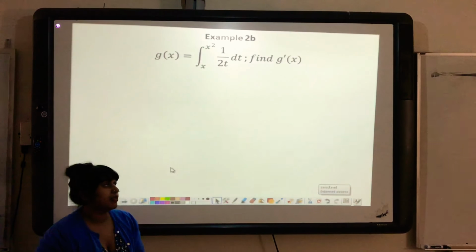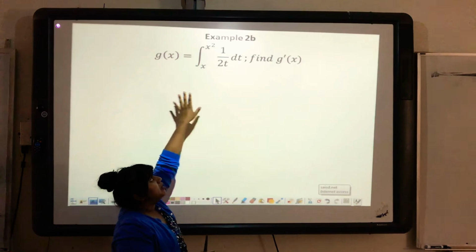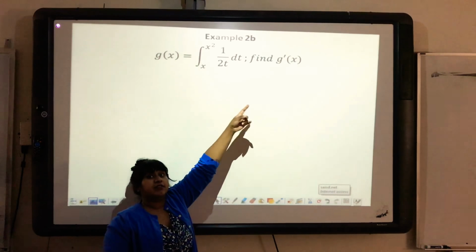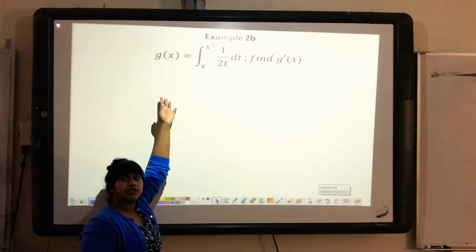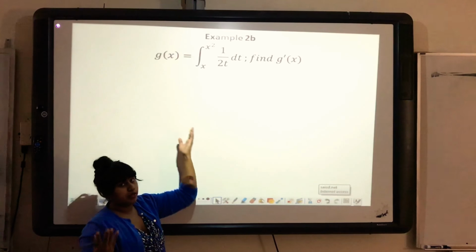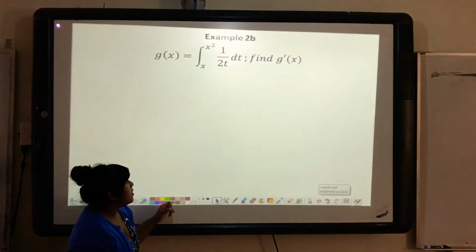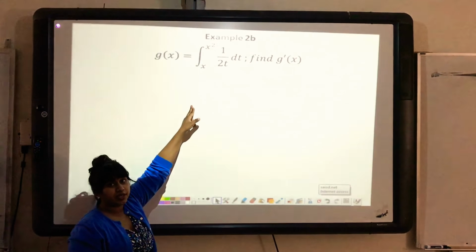All right, let's run through that checklist. First of all, let's read it. We're finding G prime, so we're finding the derivative of G. G is an integral, so the derivative of an integral is the fundamental theorem of calculus right there. So we're going to run through our checklist.